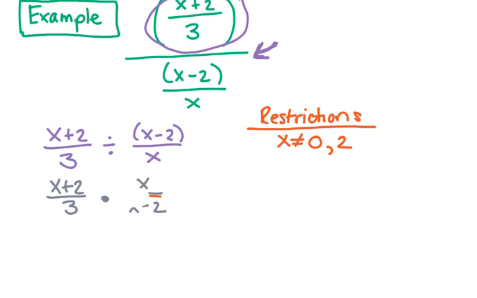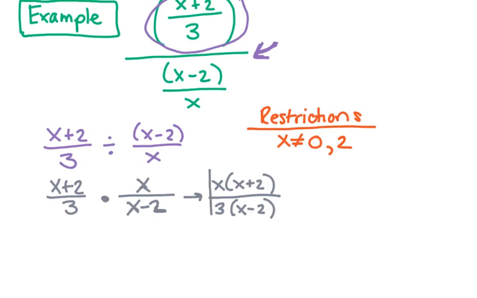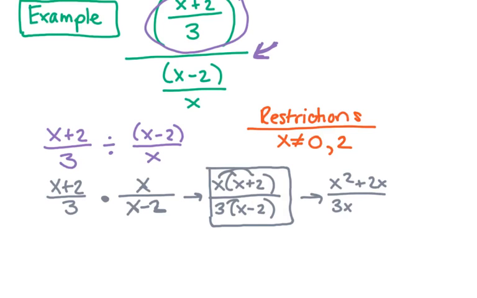Now that I've done that, I just messed myself up. All right, now I'm going to multiply straight across. So this equals x plus 2 times x. I'm just going to put the x in front. And then 3 times x minus 2. You could distribute if you wanted to. I'm perfectly okay with this answer. That is an acceptable answer. But if you did distribute, then it would be x squared plus 2x over 3x minus 6. Either answer is acceptable.